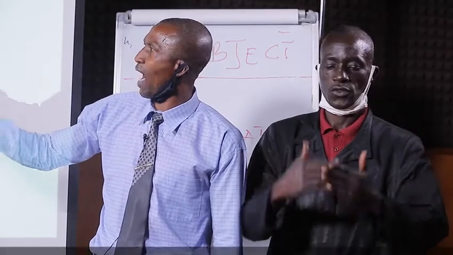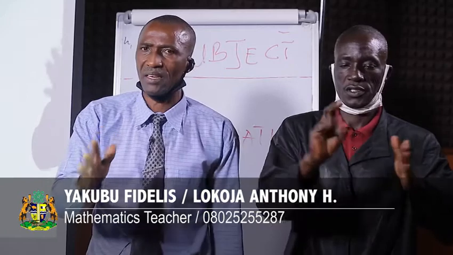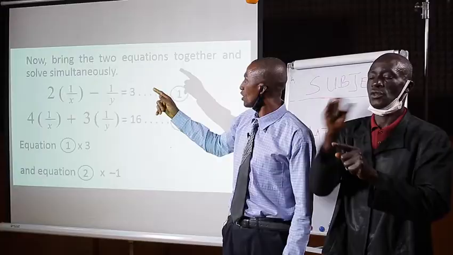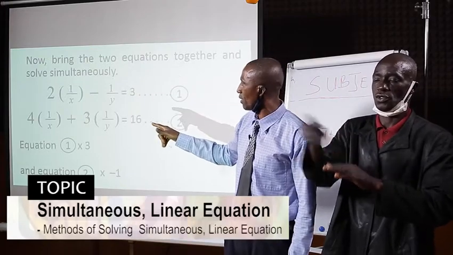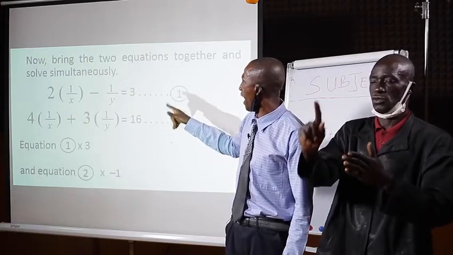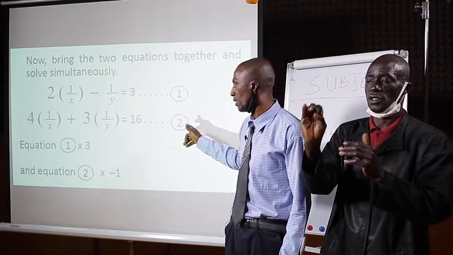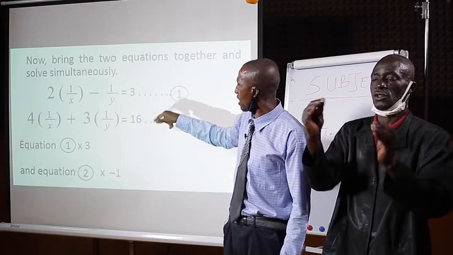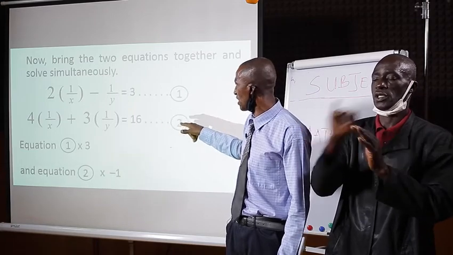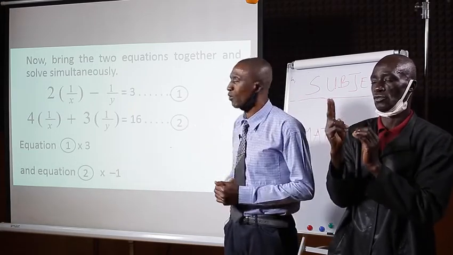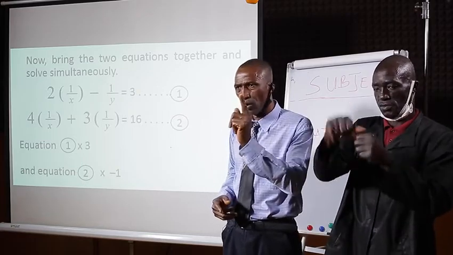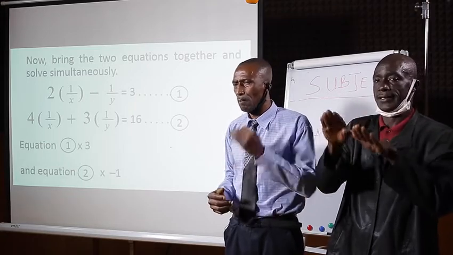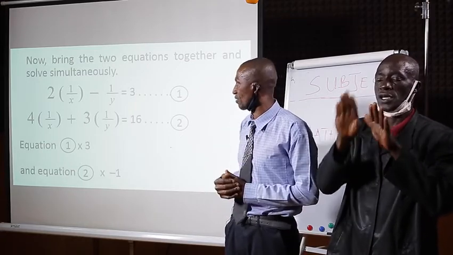The next step, you are to bring the two equations together and solve them simultaneously. So the first one is 2 into 1 over x minus 1 over y equals 3, equation 1. Then 4 into 1 over x plus 3 into 1 over y equals 16, equation 2. Now, recall the first rule, which says make sure the equations are balanced.